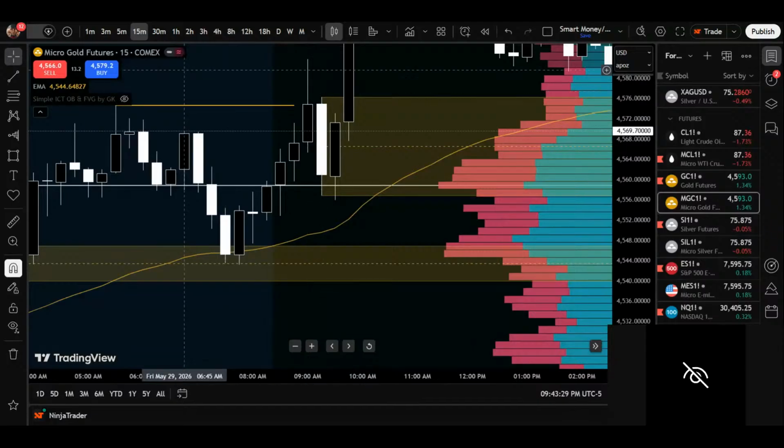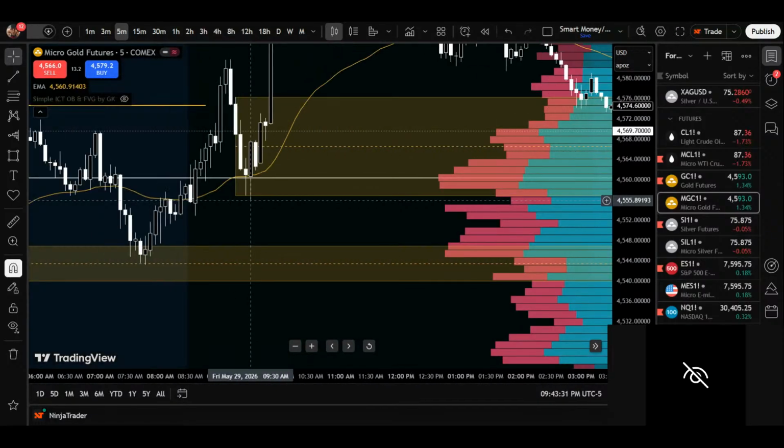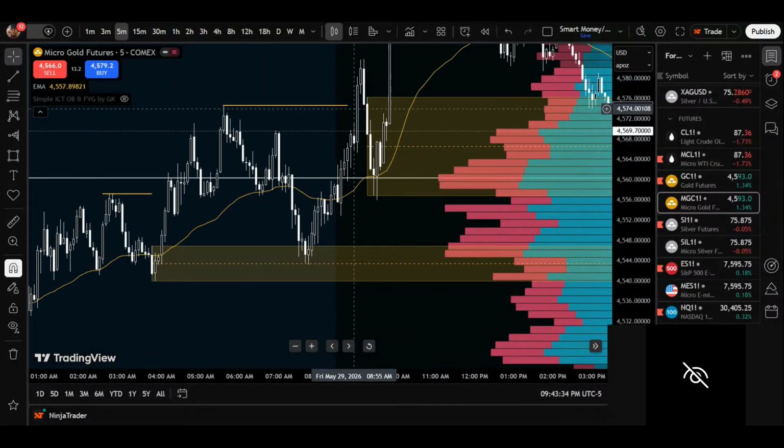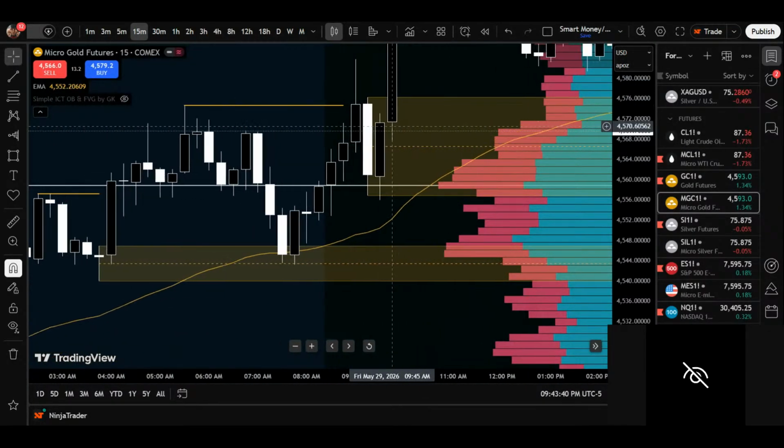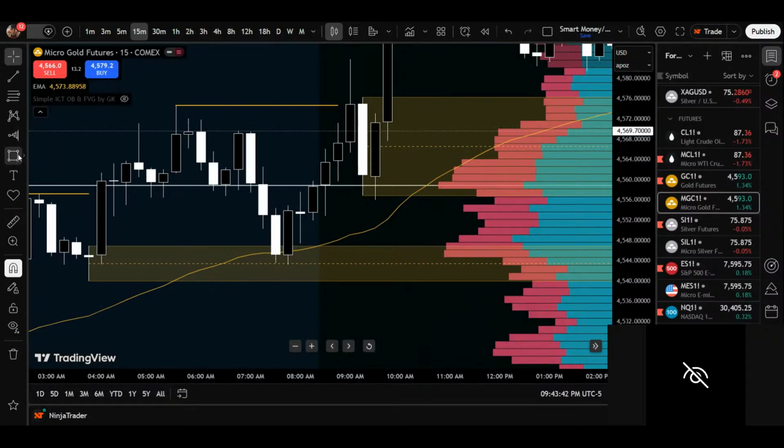Now on the 5 minute, this was a break of structure right here. See right there? See right there? Boom. Let's go back to the 15. That's a rejection block. Nothing traded into it. Nothing traded into that rejection block right there. Price came back.